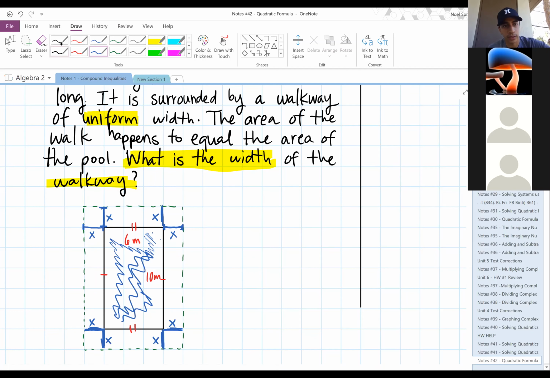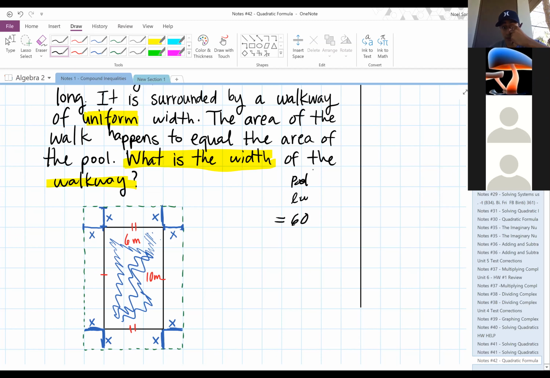So the first thing we're told is that the walkway has an area equal to the pool. Well, I know what the area of the pool is because I can see that that's just 6 times 10. That gives me the area of the inside. So whatever my area ends up being for the walkway, it's going to equal 60. I know that because I got it from my length times my width. This is the pool. Now, how can I find the area of just the walkway?